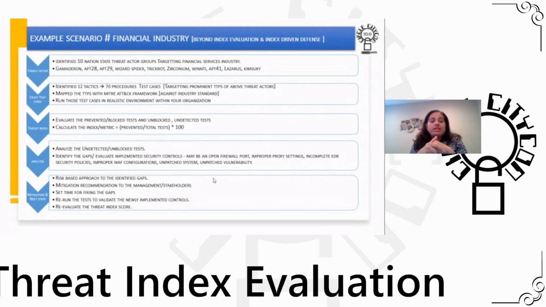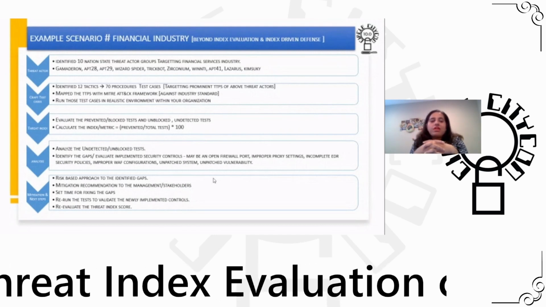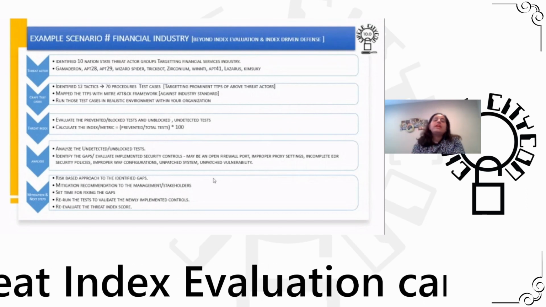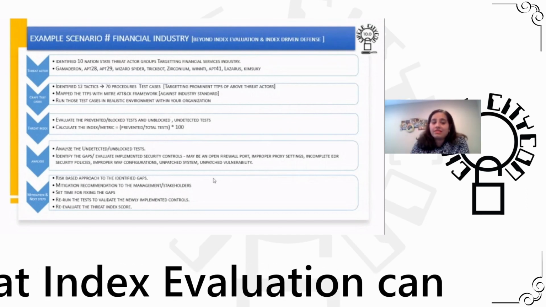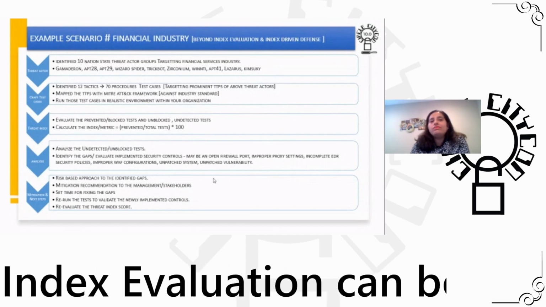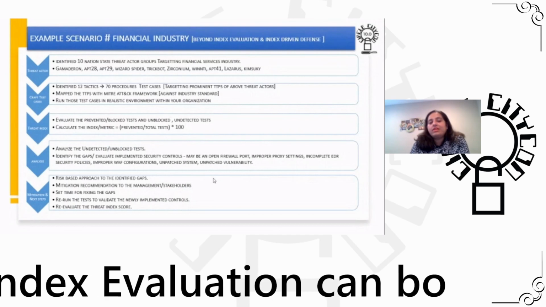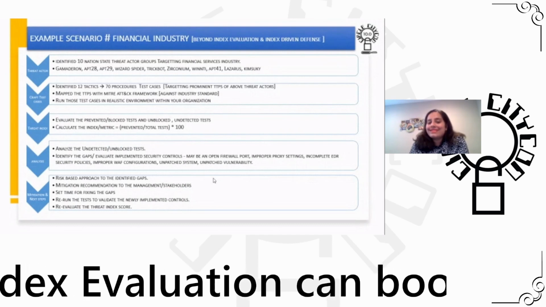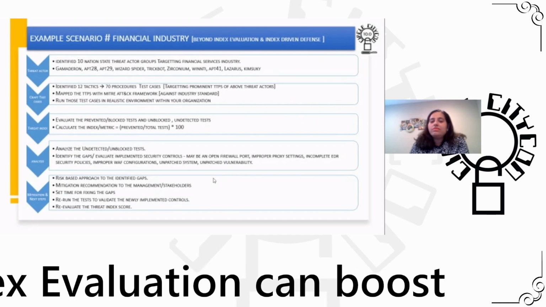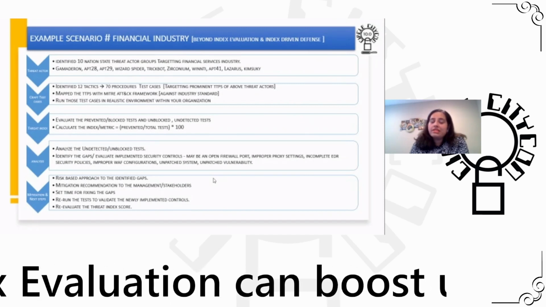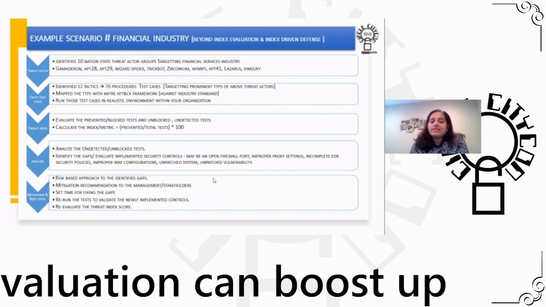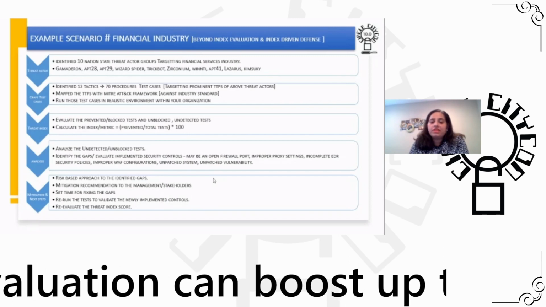So the second step was to craft the test cases. For these 10 nation state threat actor groups, we identified around 12 tactics from the MITRE ATT&CK framework. And out of those 12 tactics, we identified around 70 procedure test cases. We targeted some prominent TTPs of the above threat actors, mapped the TTPs with the MITRE ATT&CK framework, and we ran those test cases in a realistic environment within our organization.